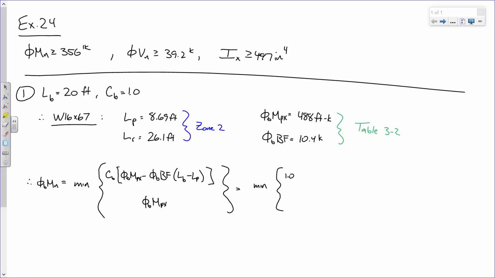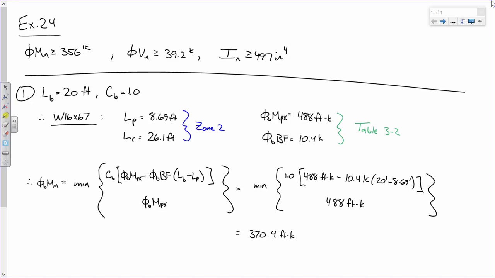1. So 488 minus 10.4 kips times 20 feet minus 8.69 feet and 488 foot kips. That's equal to 370.376. So 370 point, what'd you say again, 37? Yeah. So 370.4. So it's the minimum of this pile of junk of 488. So it's going to be 370. So 370.4 foot kips. What does that mean?